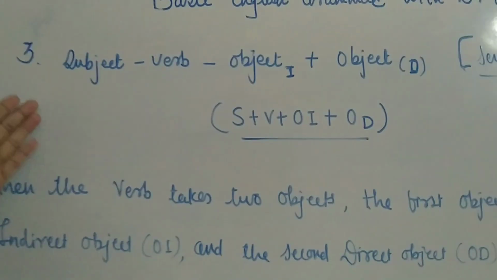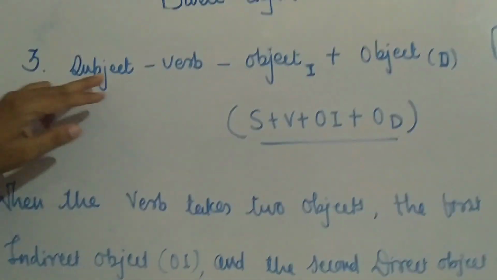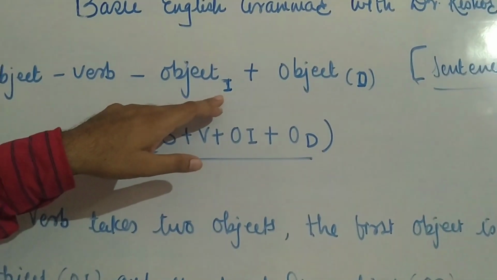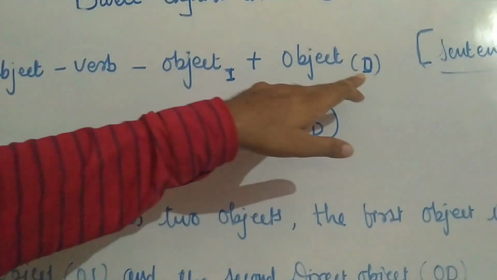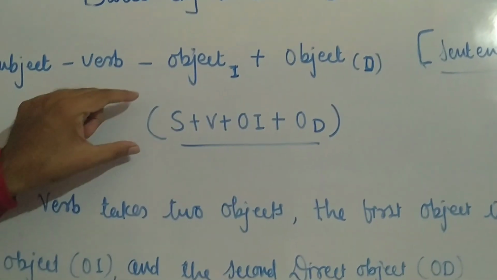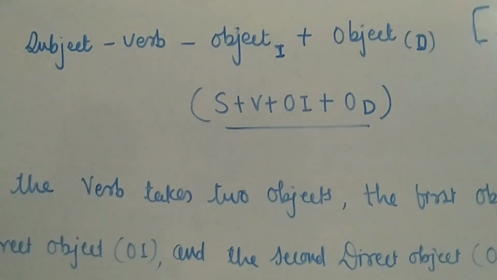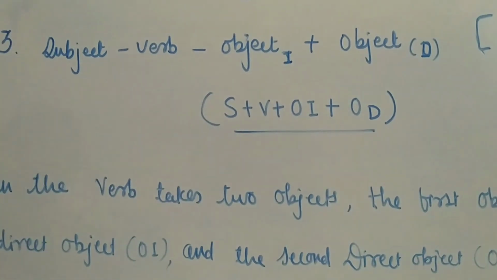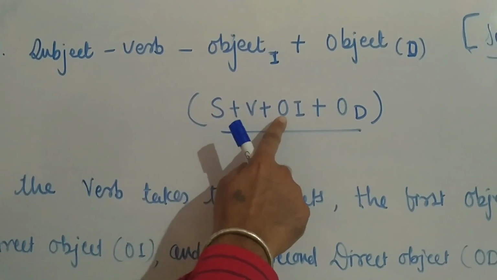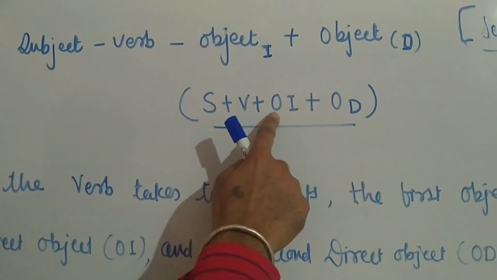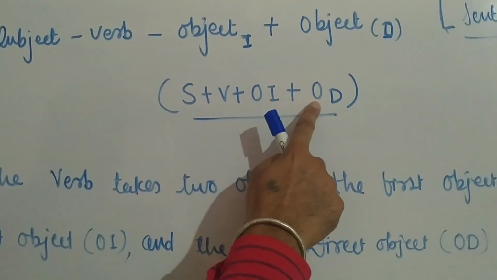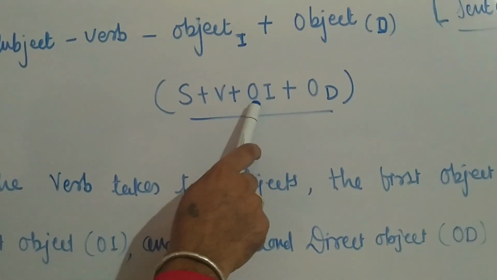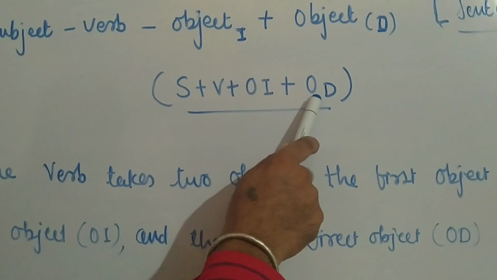The third one is subject, verb, object, there is small i, then object d. The short form of this formula or structure is subject, verb, indirect object and direct object. We can say indirect object and direct object.